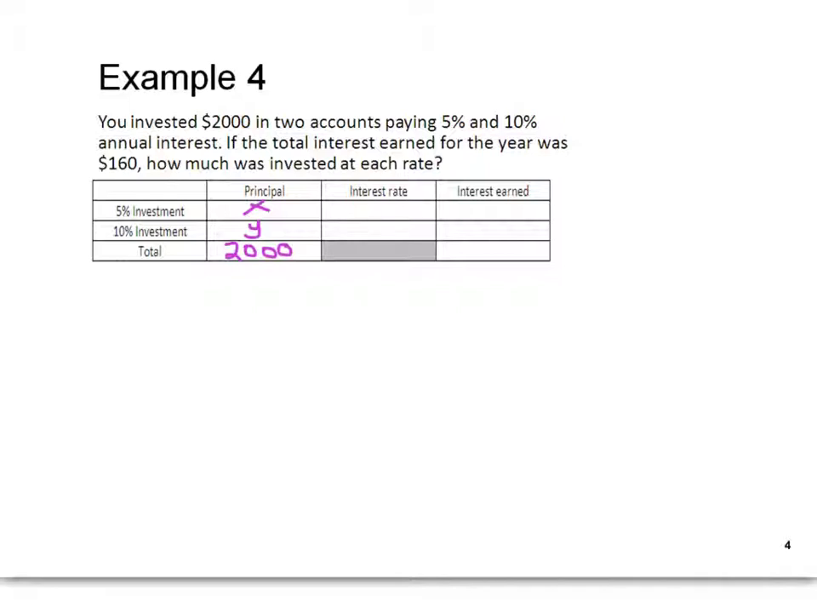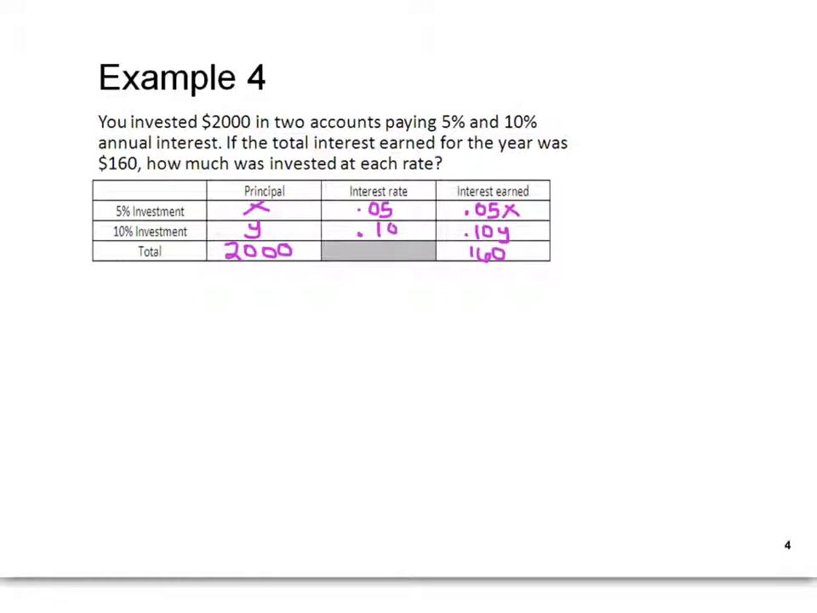For our interest rate, the 5% investment would be, as a decimal, 0.05. 10% would be 0.10, or just 0.1. Then for our interest earned, you take the principal amount, multiply it by your interest rate, and that's your interest earned. So on the first one, x times 0.05 is 0.05x. y times 0.10 would be 0.10y. And then in the very last column where it says total, it tells us in the problem that the total interest earned for the year was 160.